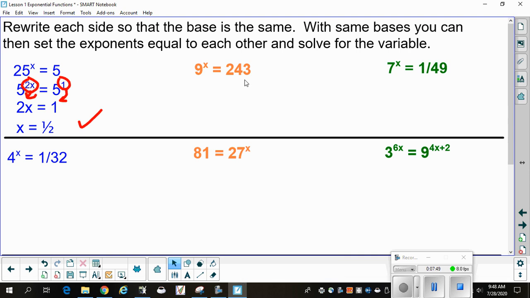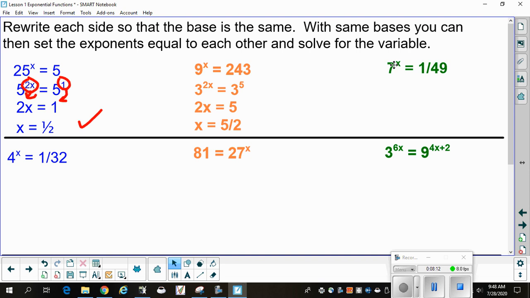9 and 243. Remember we figured out that 243 was 3 to the 5th. Okay, 9 doesn't go into 243 evenly. So I have to take both of these down to base 3. 3 squared to the x and 3 to the 5th. 2x is equal to 5, x is equal to 5/2.